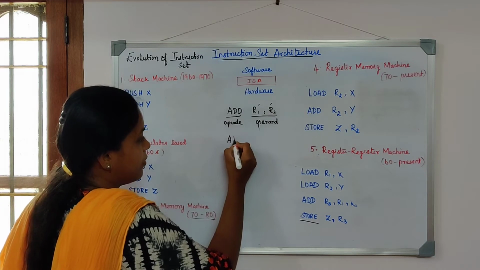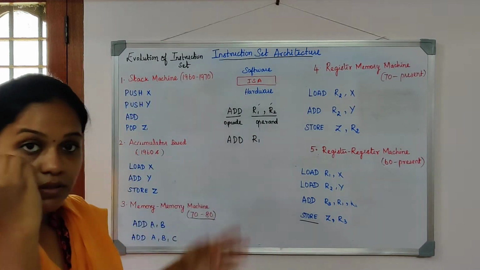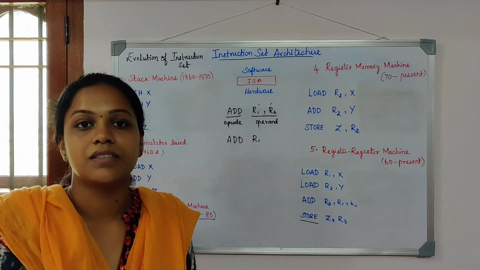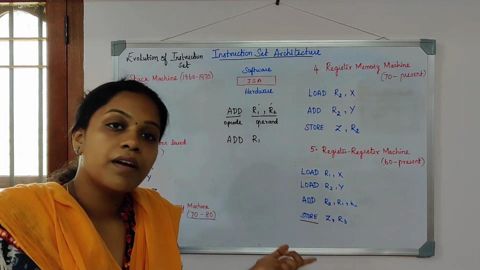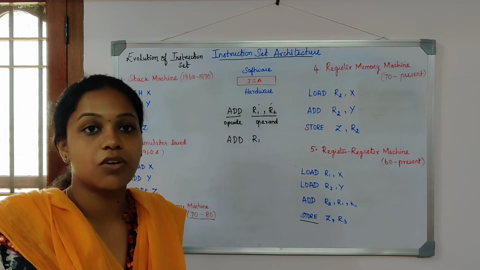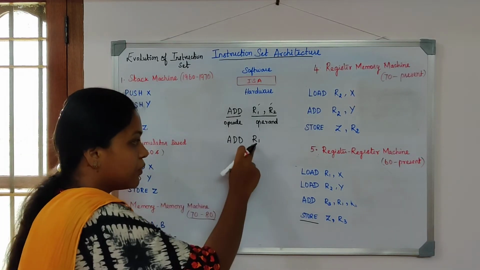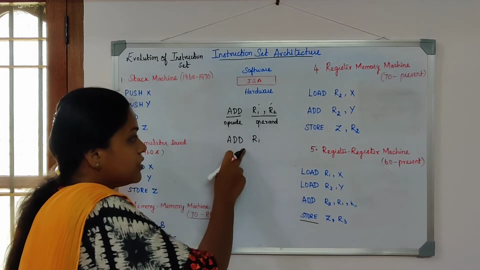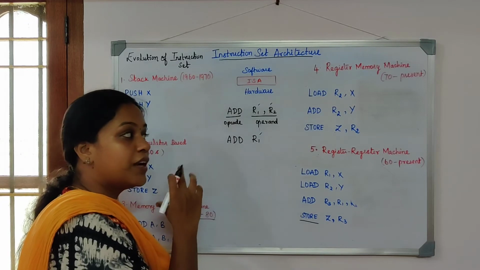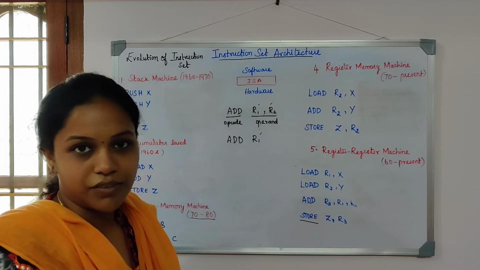Again, depending upon the operand, the second classification is Add R1. This is also possible. One operand is present inside the register R1. The other operand required for this addition is present inside the special purpose register called the accumulator. So the accumulator will hold the second operand, and the other operand is in R1. This instruction has only one operand; implicitly, the value present in the accumulator will be taken by this instruction. This is called a one operand instruction.